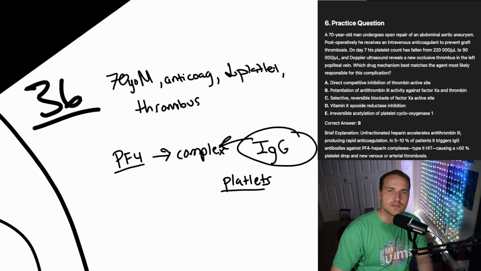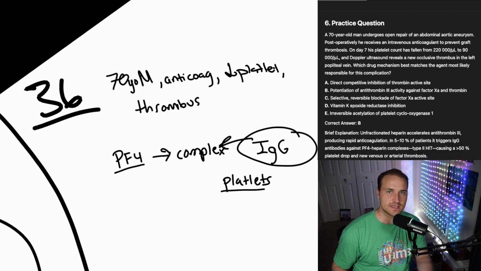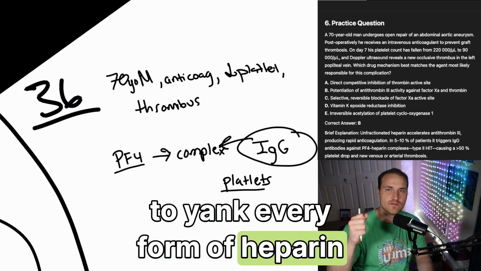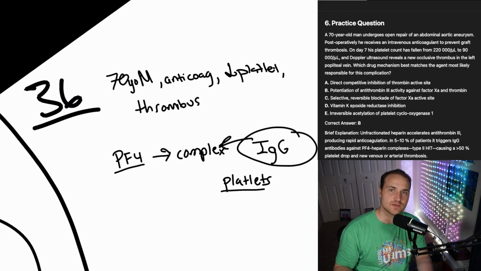Kind of ironic. So they're going to spew out the prothrombotic granules, and they form clots in the limbs and the lungs. And they also get chewed up in the process. And so the count is going to crash even though the thrombosis is raging. And so how do we save these patients? Well, we have to yank every form of heparin and then shift to a direct thrombin inhibitor like argatroban. So a 50% platelet drop between days 5 to 10 plus new thrombosis is HIT until proven otherwise.